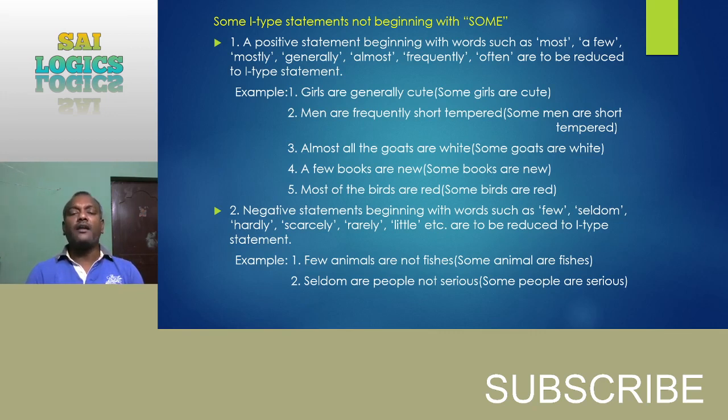So some books are new. And fifth example, most of the birds are red. Not all the birds, but most of the birds. So "most of the" means particular information. Birds are red means positive information, and we can make it as some birds are red. This is how we will change the positive statement linked with the most, a few, mostly, etc. to some type of statement.